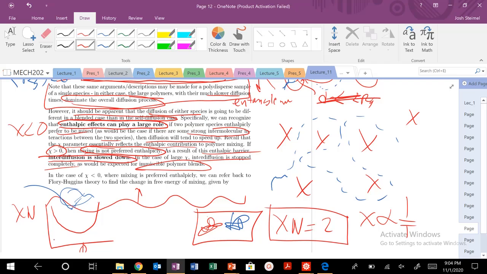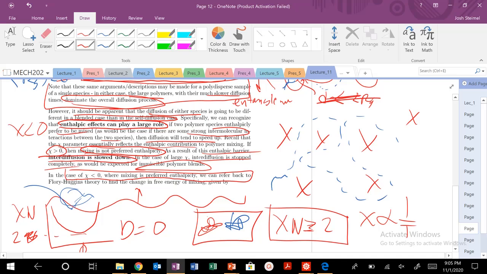For macrophase separation, we saw that the critical chi-n was equal to 2. So below 2, low chi, not high chi, you're going to want to mix. But if you're at or above 2, you're going to phase separate, for a 50-50 mix. If chi-n is greater than or equal to 2, your interdiffusion is going to be 0.